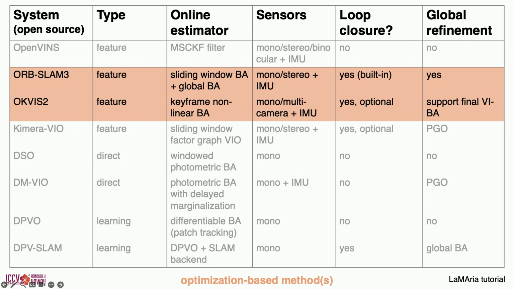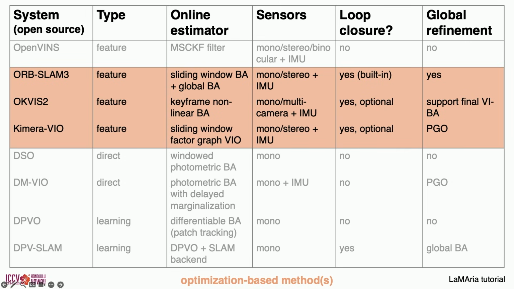It's also feature-based. It actually supports final VIBA as well, although this extends the runtime quite significantly. And it optionally allows for loop closures. And in this case, we run it only in the binocular IMU setup for our benchmark.